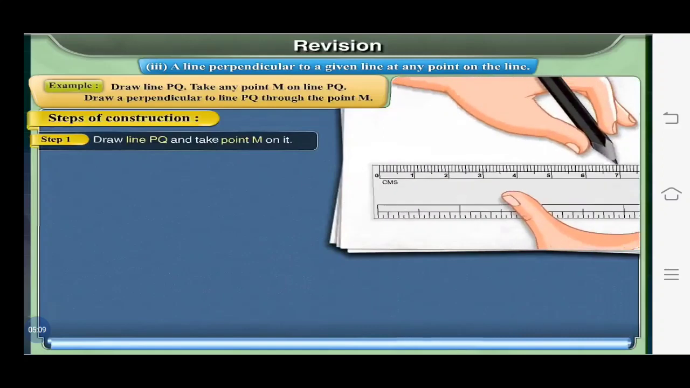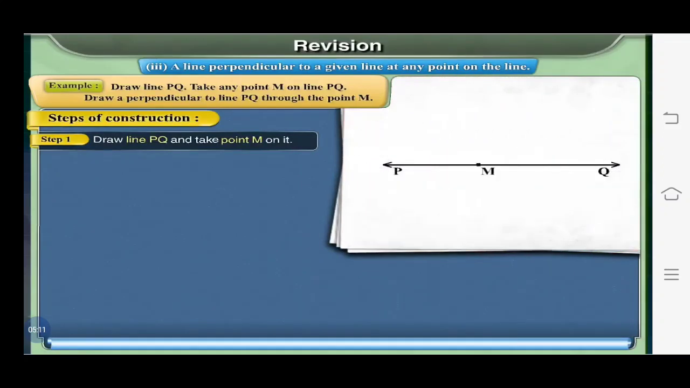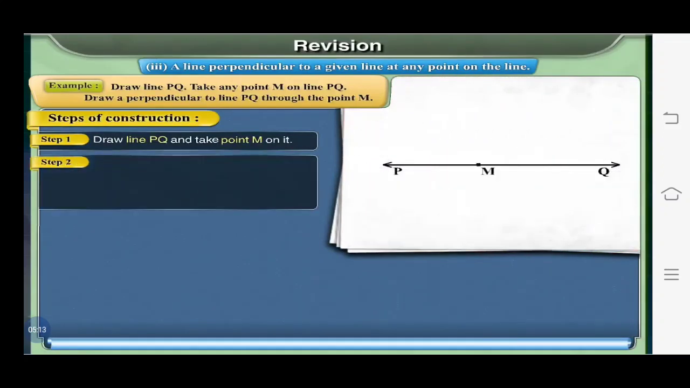the center and with a suitable radius, draw arcs on either side of point M intersecting the line PQ in points A and B respectively.